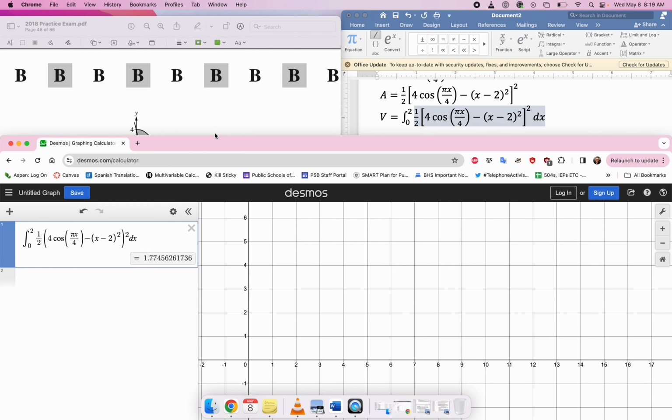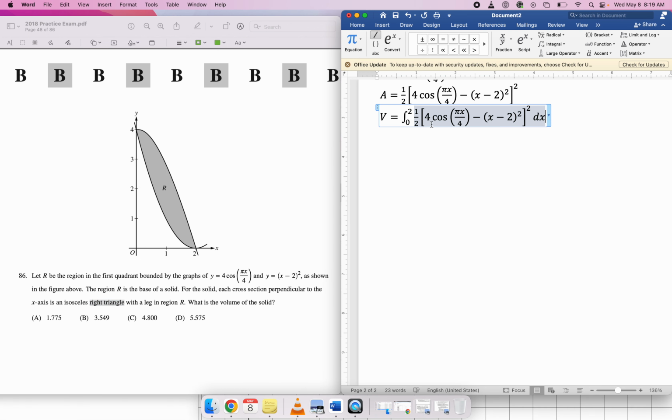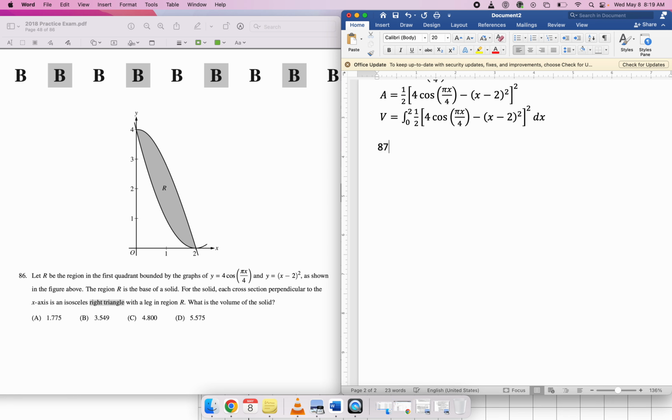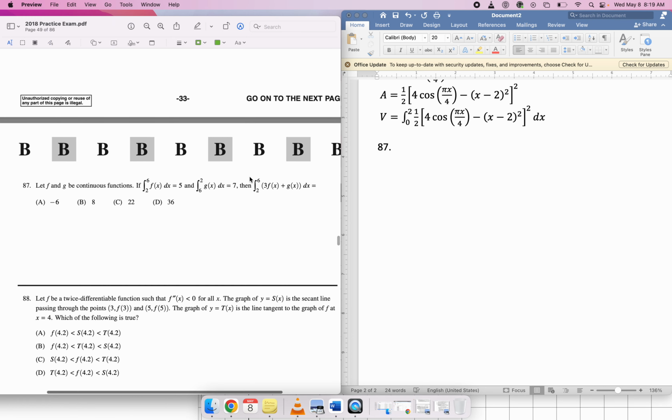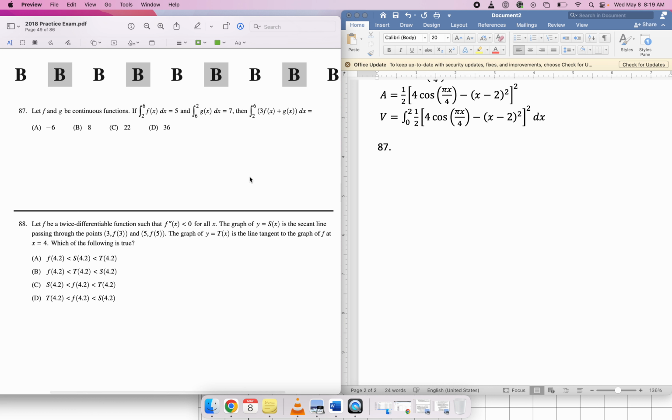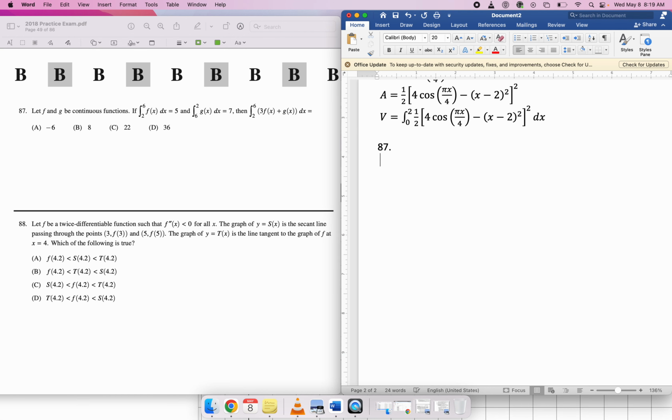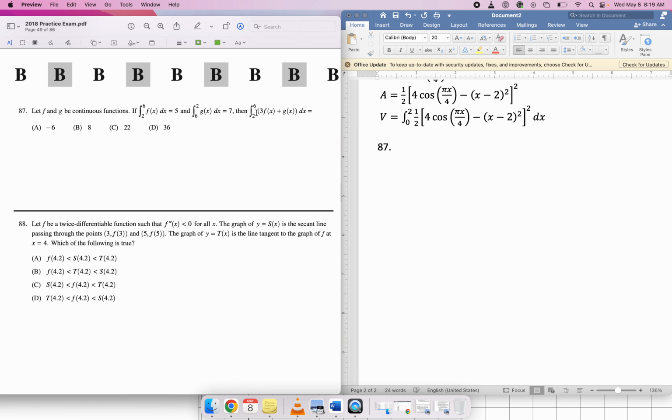Yeah, that looks pretty good. 1.775 looks like it's A. Okie dokie. 87. Let f and g be continuous functions if blah, blah, blah. Yeah, once you've seen enough of these problems, you can recognize them right away. You got to use integral properties, right?